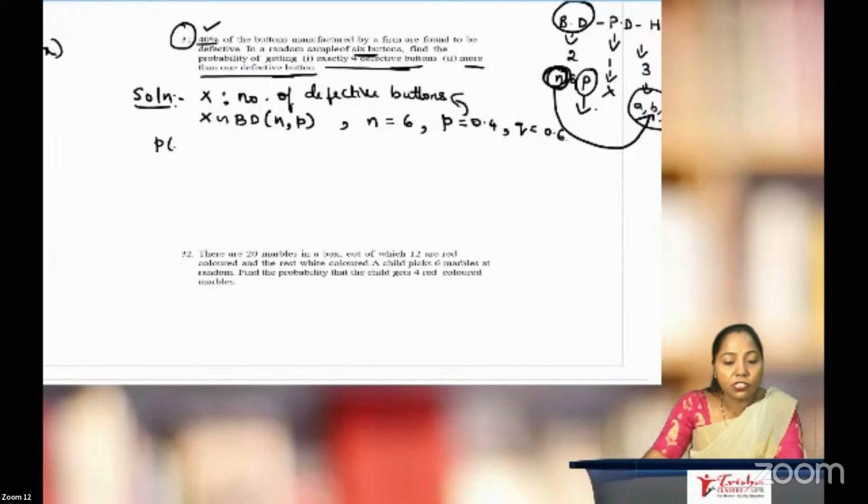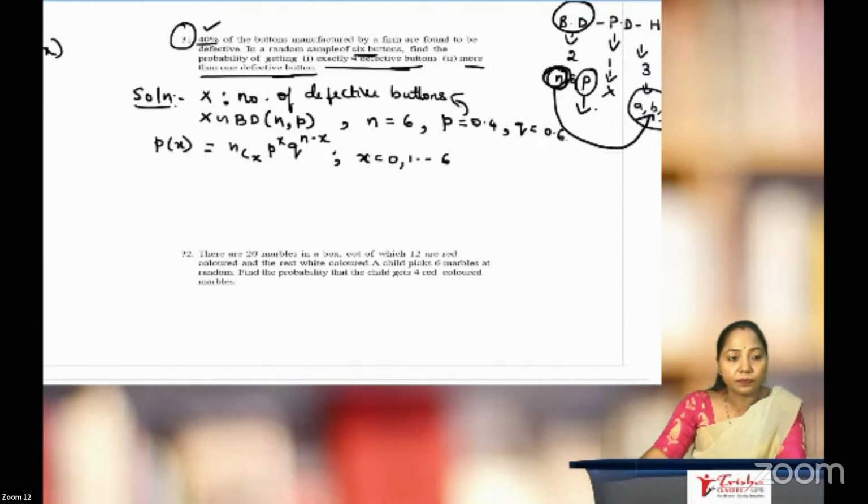So your mass function carries 1 mark. The probability mass function you have to write carries 1 mark. So what is the formula? nCx, p to the power x, q to the power n minus x. Whenever you write the mass function, mention the range. In this case, x is 0, 1 to n, and our n will be 6. So this carries 1 mark. Naming the distribution carries 1 mark along with writing the parametric values. Writing the formula carries 1 mark.